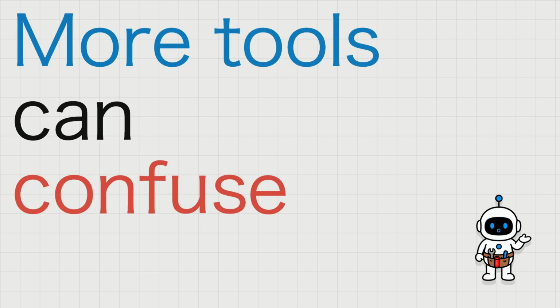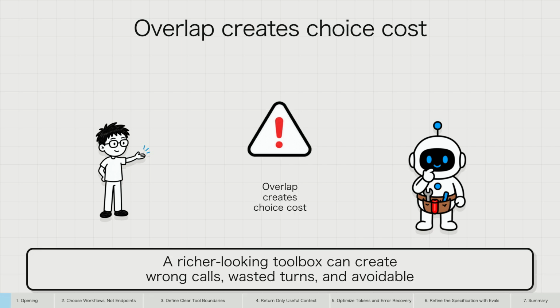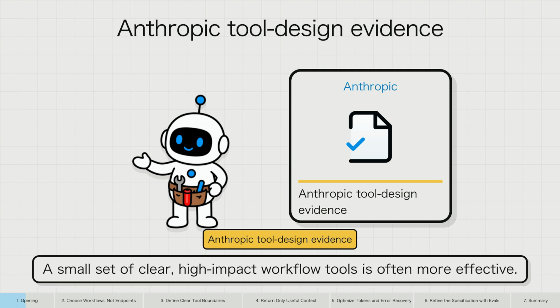More tools can confuse AI agents. When several tools have similar purposes and overlapping boundaries, the agent has to guess which one to call. A richer-looking toolbox can create wrong calls, wasted turns, and avoidable retries. Anthropic's tool design guidance makes the point directly: more tools do not always improve results. A small set of clear, high-impact workflow tools is often more effective.